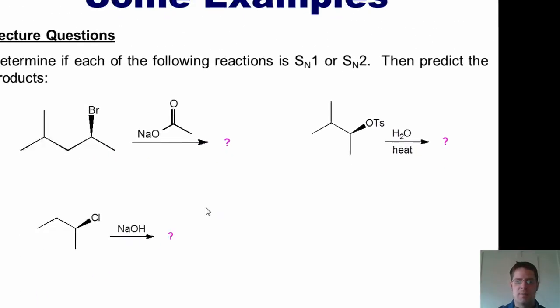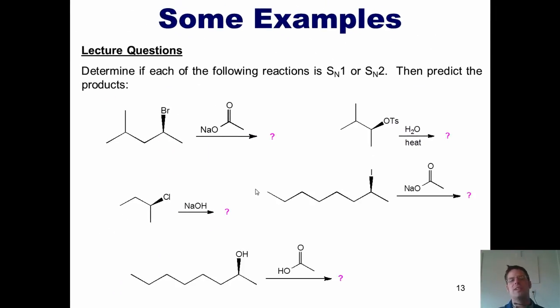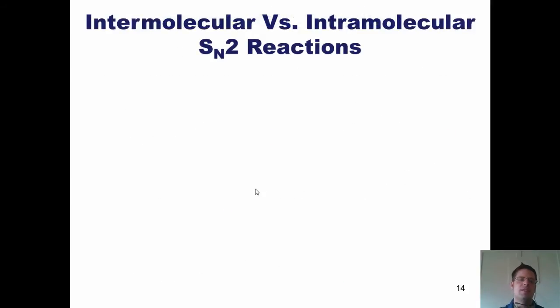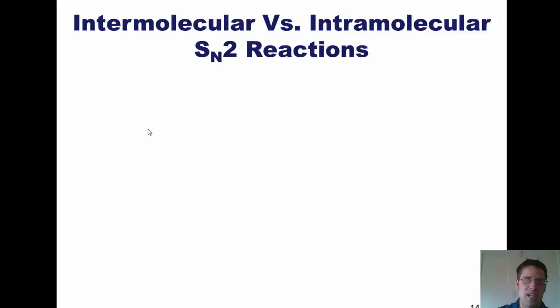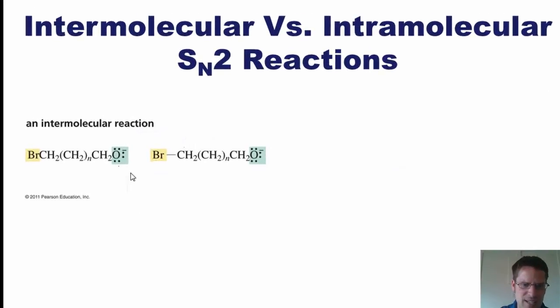Here's some additional examples that I won't do for you, but I will invite you to look at and consider on your own. This brings us to a final subject: inter versus intramolecular SN2 reactions. What's the difference? Well, I want you to imagine that I've got a molecule like this which has a localized negative charge on an oxygen and a leaving group in the exact same molecule.